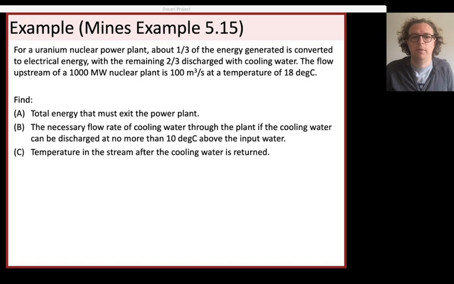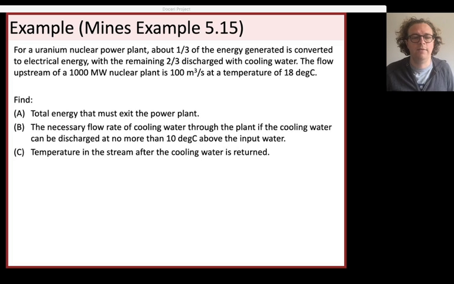So here's our setup. We've got a uranium nuclear power plant, and what we're told is about 1/3 of the energy that's actually generated turns into electrical energy, meaning 2/3 of it is lost. And in this case, the predominant loss is with cooling water, so managing heat inside the plant. We've got a flow in a river upstream of 100 cubic meters per second at 18 degrees C.